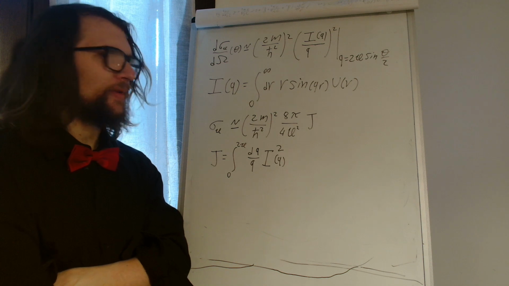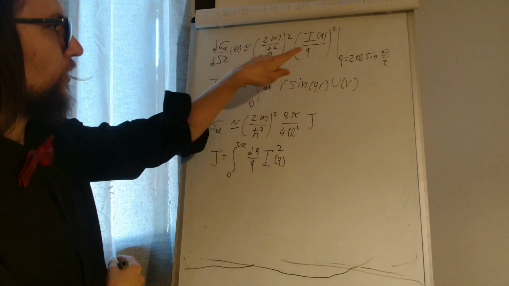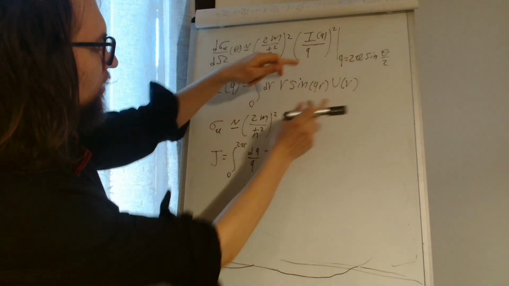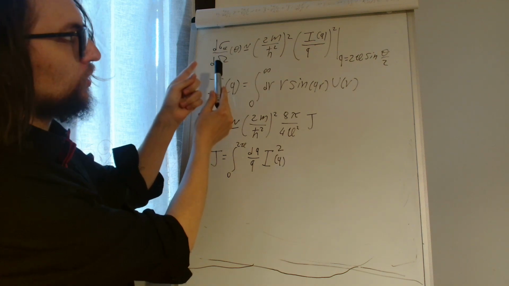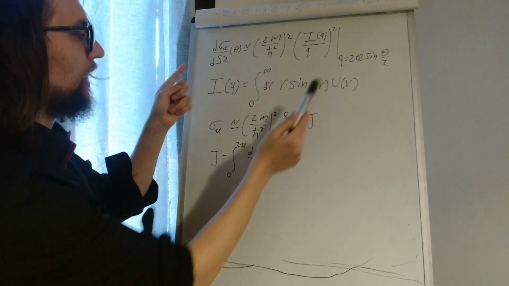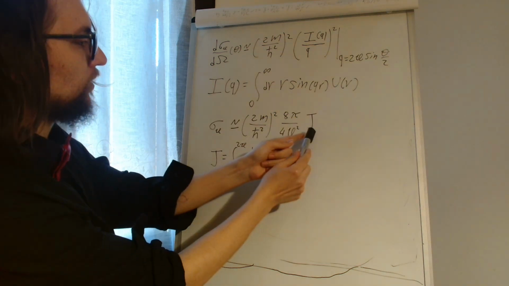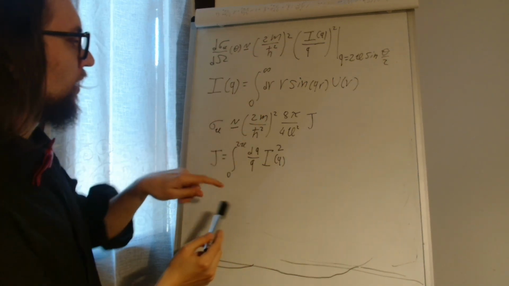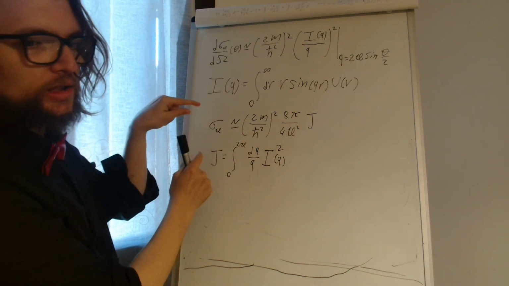So these are, in summary, the results we obtained. This is the differential cross-section that now I have written in function of I of q. I of q is this integral, so you first compute this integral, and then you know the differential cross-section by putting q equals 2k sine of theta half. Then you have the total cross-section that I have written in function of this integral J, which you can compute once you know this integral. So by computing these two integrals, you know the total cross-section.